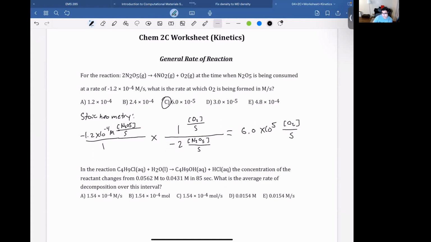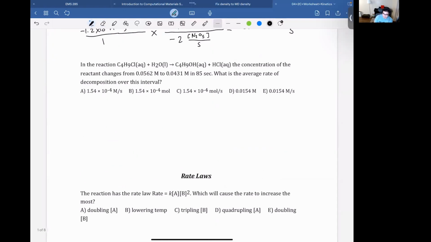So let's see. All right, moving on here. It says in this reaction, the concentration of the reactant changes from this to that in 85 seconds. What is the average rate of decomposition over this interval?